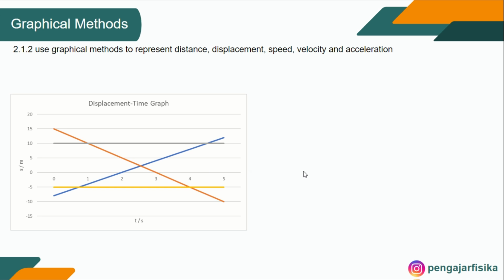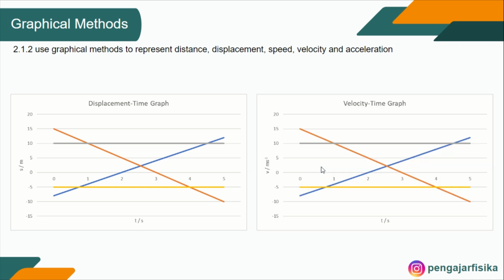Next is the velocity-time graph. These two graphs have the same lines, but we have to interpret them differently, as you see here. And then let's start again with the gray one.